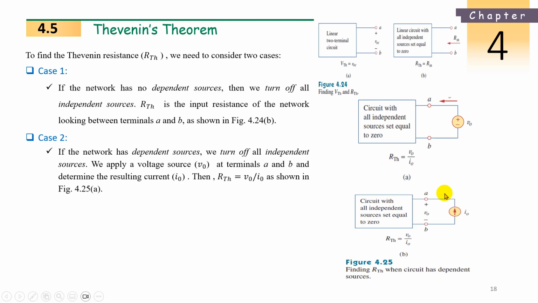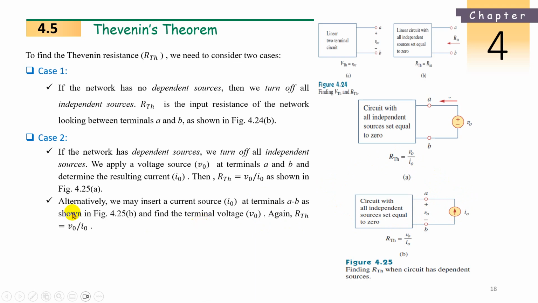Or you can apply a current source also. In the other case, you can apply 1 ampere of current, then find the V0 here. Once we know V0, V0 divided by I0 is the same R Thevenin. Alternatively, we may insert a current source I0 at the terminals A and B, as shown in the figure. Here we apply a voltage source, and now we apply a current source and find the voltage V0. Again R Thevenin is given by V0 by I0.